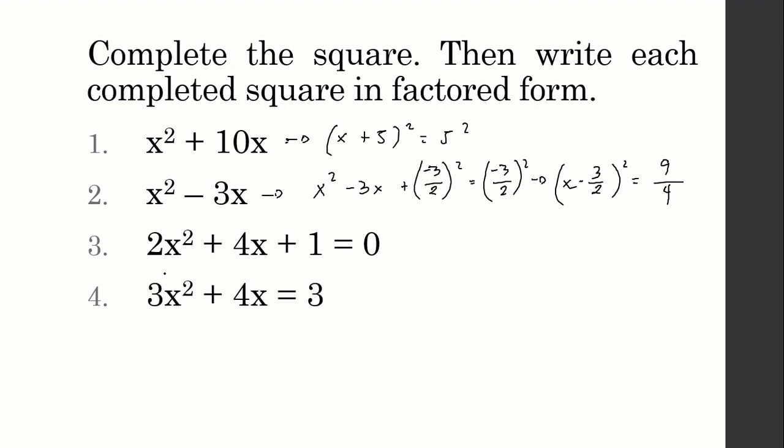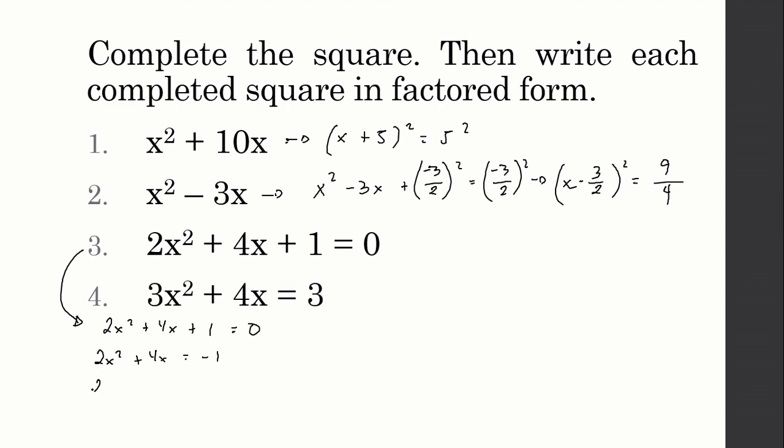So next one, we have here 2x squared plus 4x plus 1. So here I will write the solution at the bottom part of this slide. So for this question, the leading coefficient is 2. So we have a constant term. So to answer this, let's transfer 1 to the other side. So it will become 2x squared plus 4x equal to negative 1.